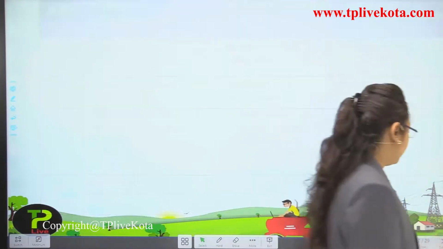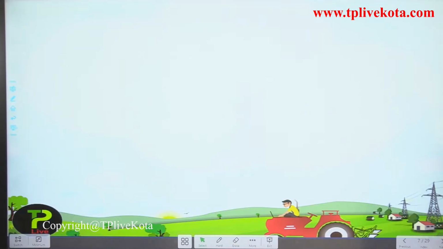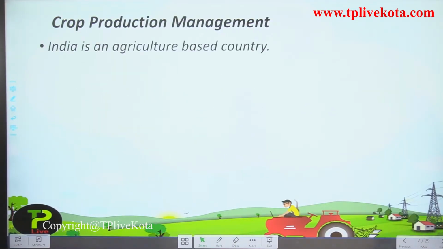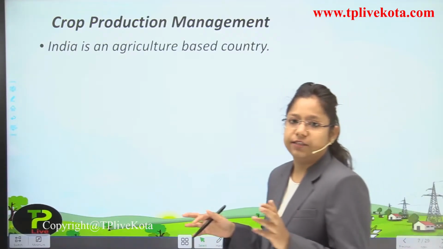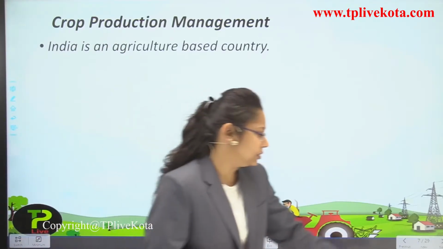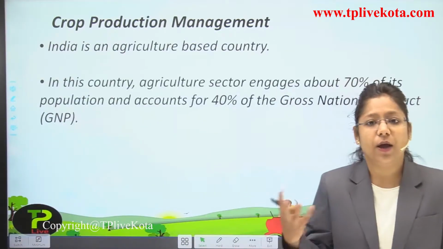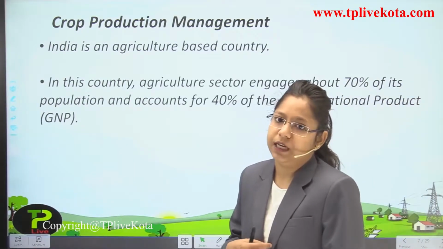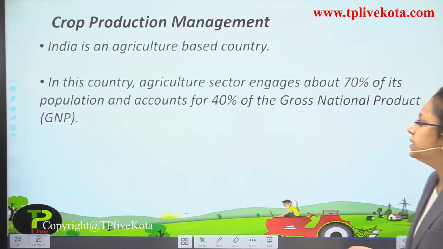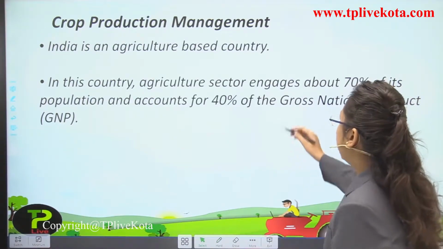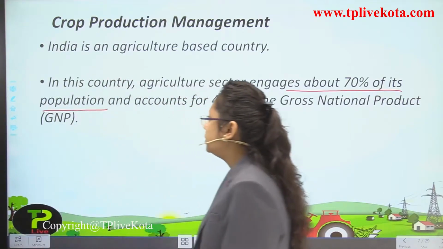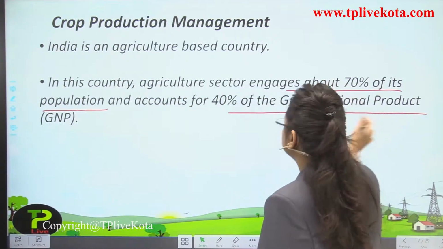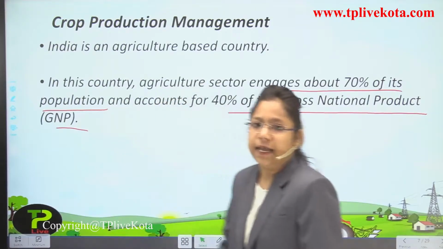Now I am moving towards the next slide, and the next slide will be a great interesting thing, that is how crop production management takes place. You know that India is a great agricultural country and 70% of India is engaged in agricultural processes only, because each and every type of soil is available in India's land. You can see here, it is written also that it engages about 70% of its population in agricultural procedures and 40% of the gross national product, that is GNP.